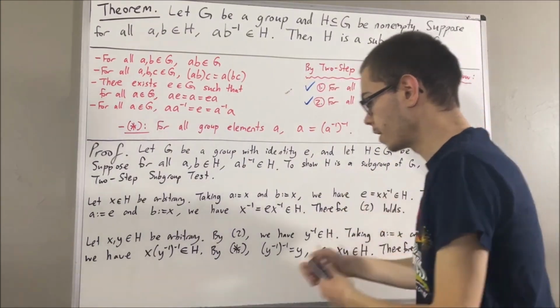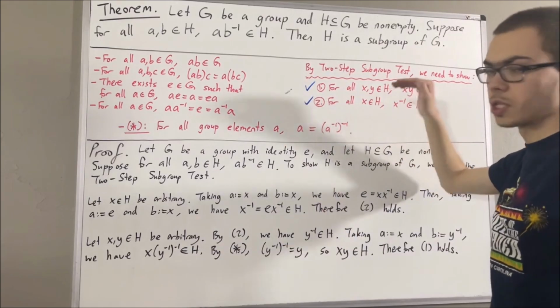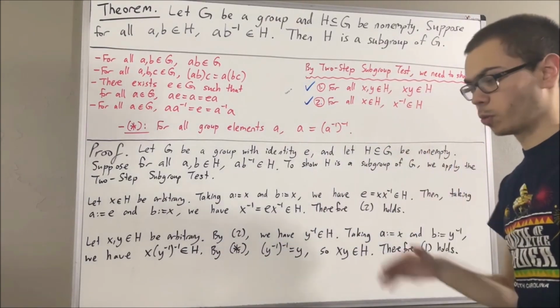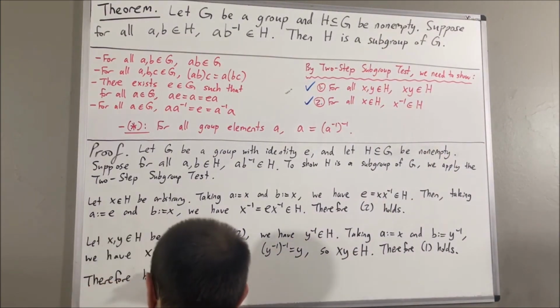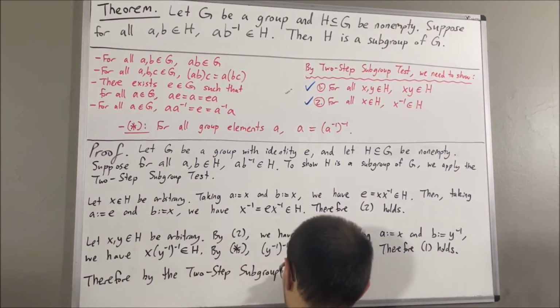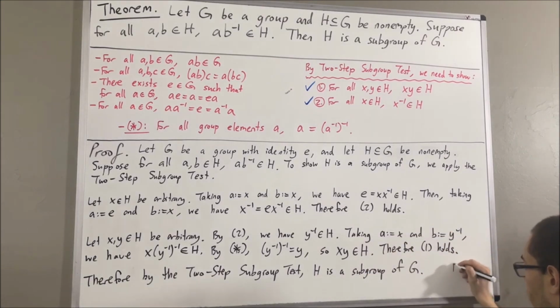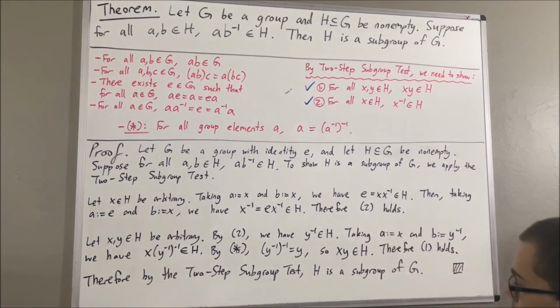So we have verified both of these conditions, so that's enough to say, by the two-step subgroup test, that H is a subgroup of G. And so this completes the proof.